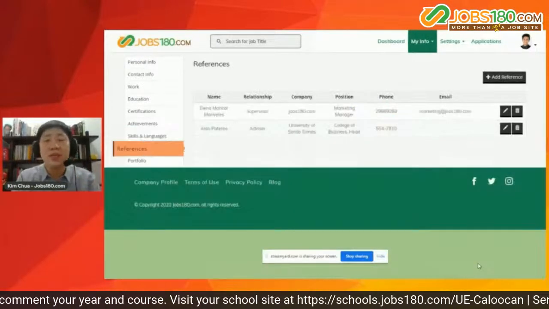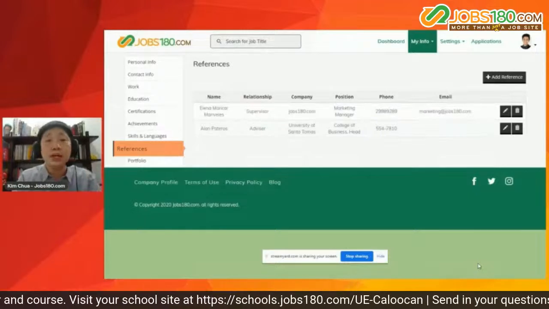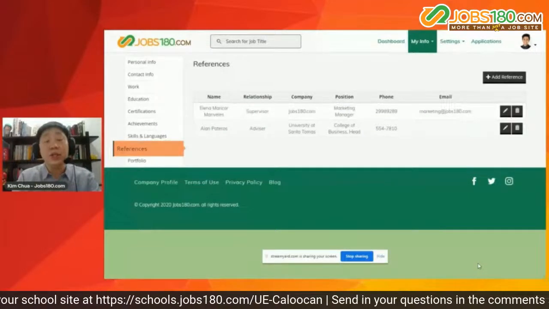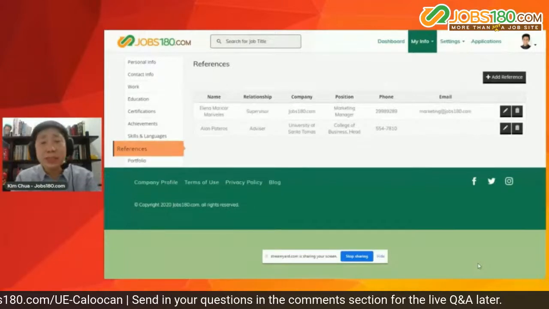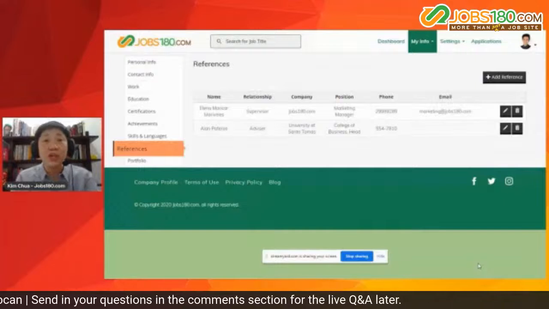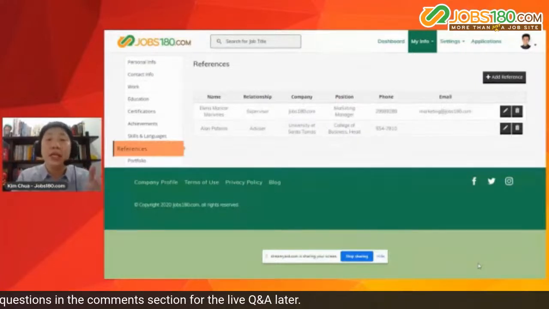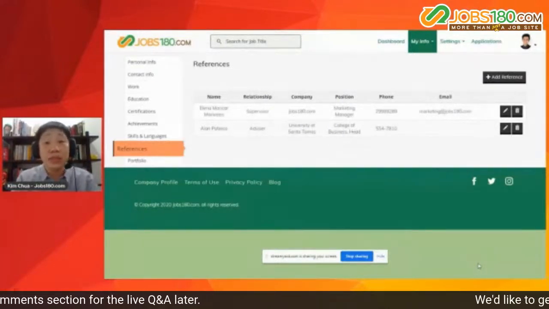When it comes to the references, sigurado ako yung mga references nyo, kilala nyo. Ang malaking tanong dito, kayo ba'y kilala nila? Sana oo, di ba? Kasi madalas pag tumatawag kami sa mga references nyo, hindi kayo maalala. So please tell them, ginawa nyo silang reference para at least they know what to tell about you.